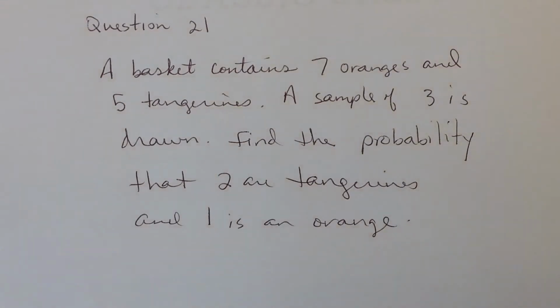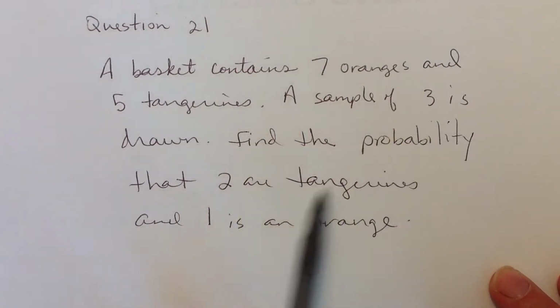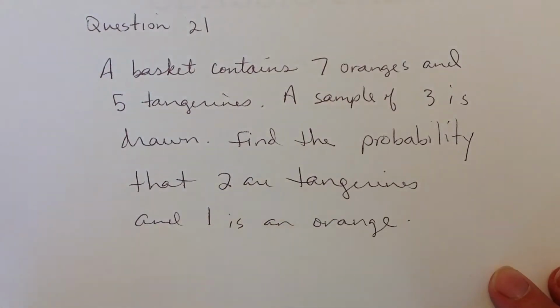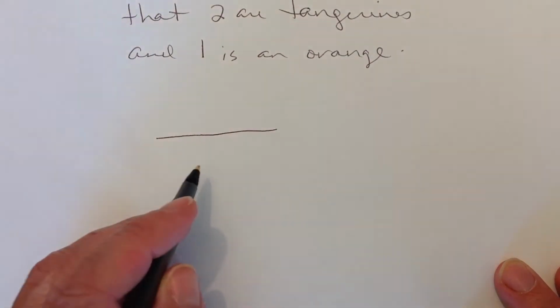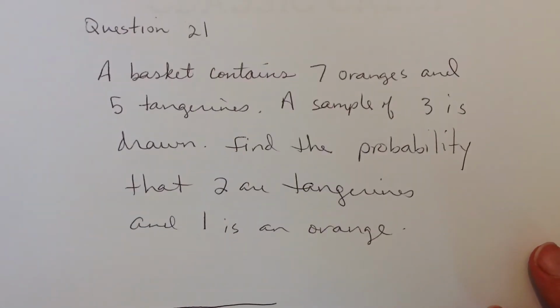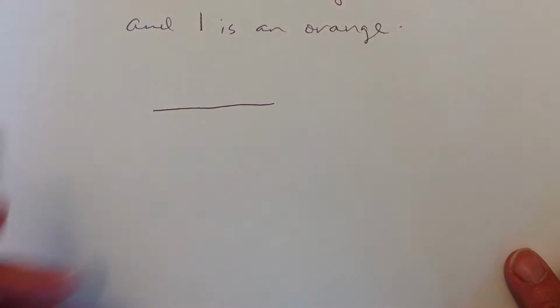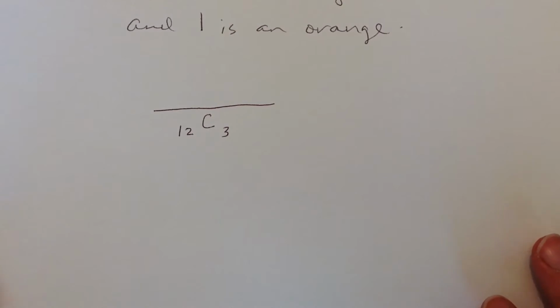Answering questions 21, 23, 24, and 25. So 21 talks about wanting to randomly select a sample of 3 where you have 2 tangerines and 1 is an orange. How we want to do this is we want to do one fraction, and the bottom is going to be all fruit that are in the basket, so 12 C 3. We can't repeat, we need 3 different pieces of fruit, but order doesn't matter.